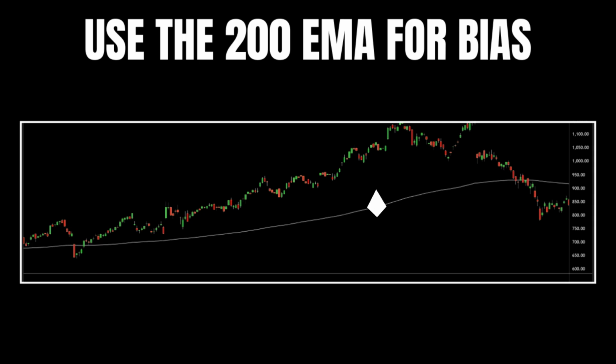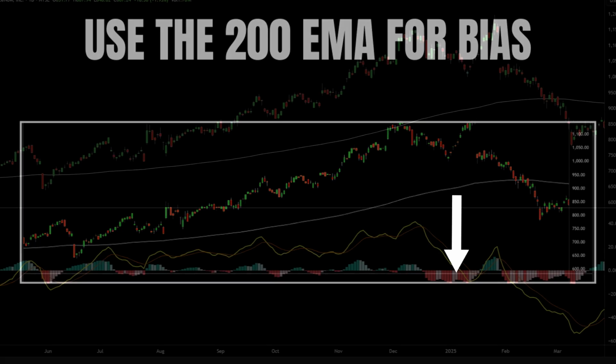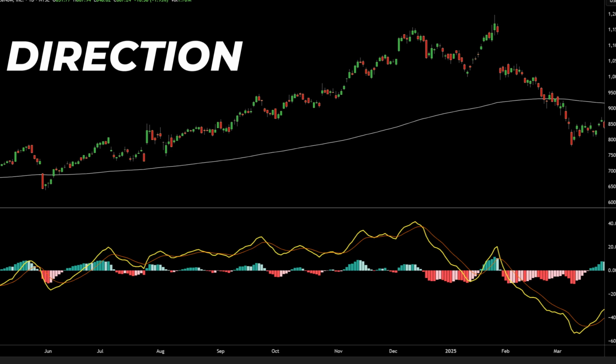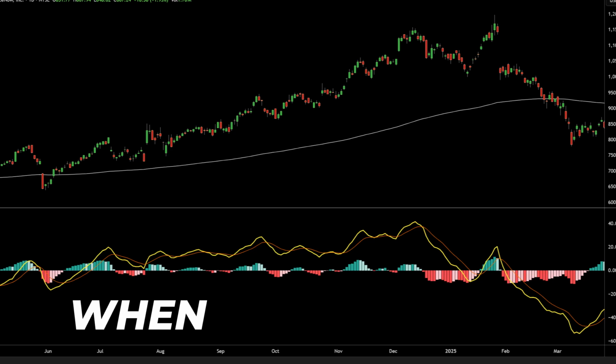So if price is going above the 200 EMA, the big money sees the trend as up. If it's below, the trend is down. So when you pair the MACD with the 200 EMA, you have a simple but pretty rock-solid system. The 200 EMA is going to tell you which way to trade, and the MACD is going to tell you when to pull the trigger.